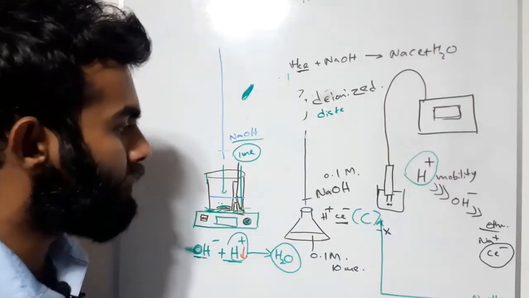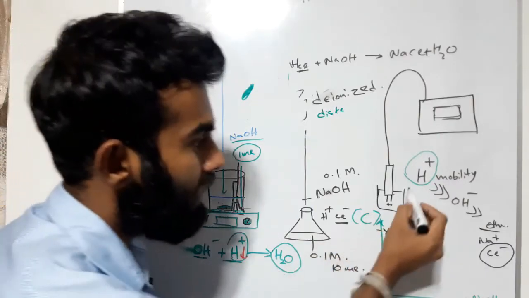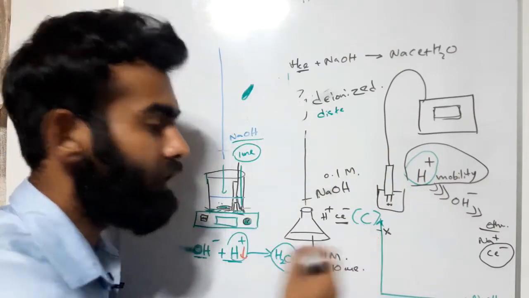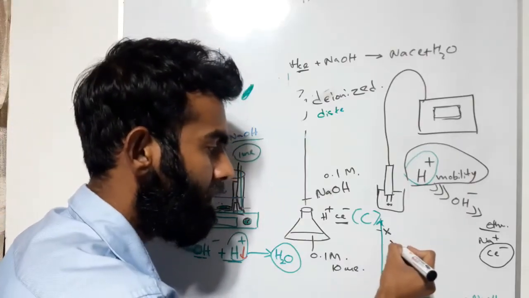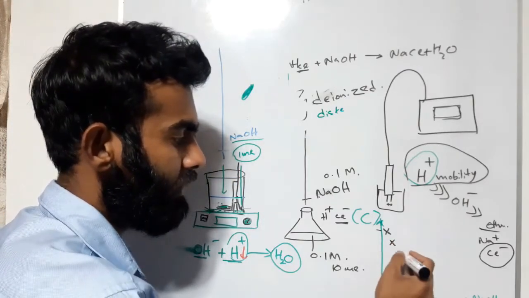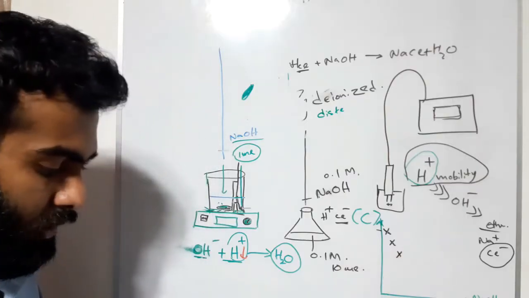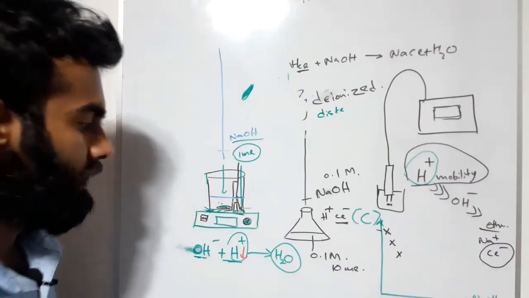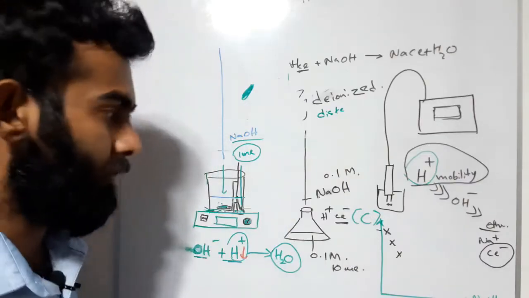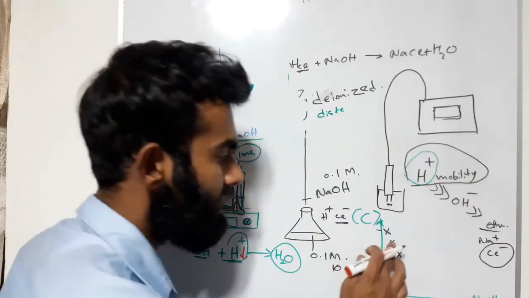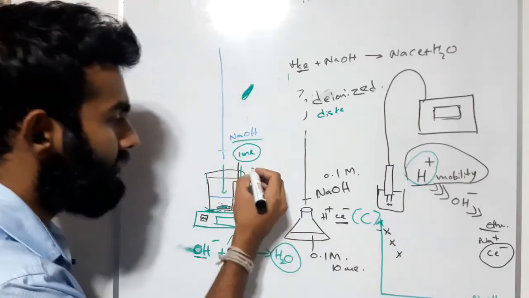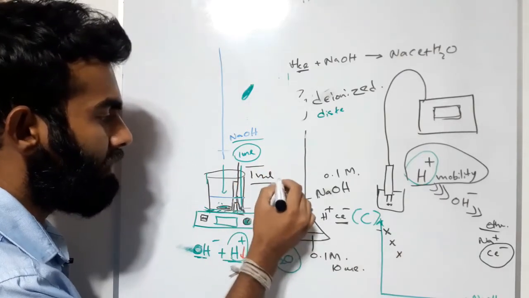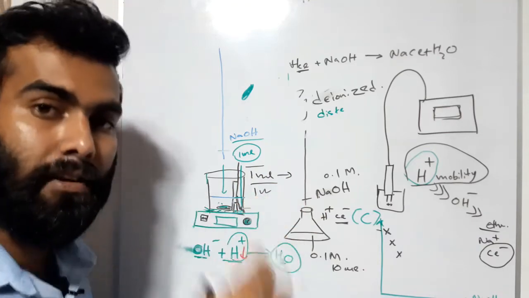When we add sodium hydroxide, H plus concentration will be low. That means the contribution of H plus mobility is also low, decreasing because the concentration is decreasing. So the conductance will be getting lower because the number of H plus ions is decreasing. Initially, we add 1 ml portions, stir well, and take the reading. Again we add 1 ml and take the reading, likewise we add 1 ml portions.